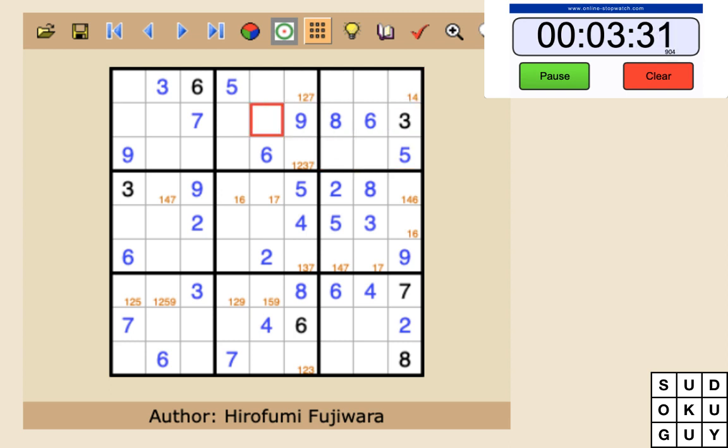How about this row? 1, 2, 4, and 5 left. I think 1's the only thing that can go here. 1, 2, 4, 5 left in the row. 2 and 4 already in the column, and 5 already in the box. Two, 4, 5.